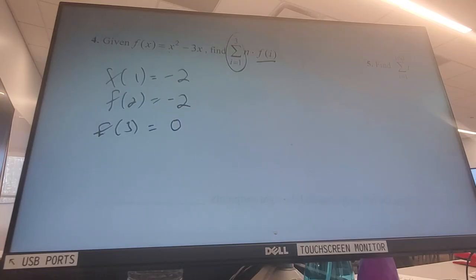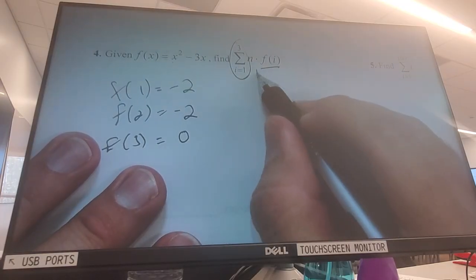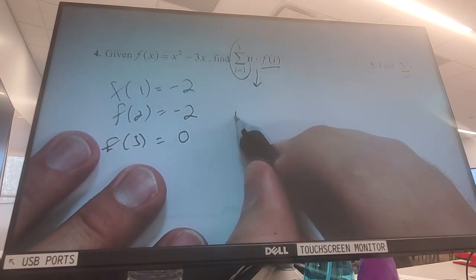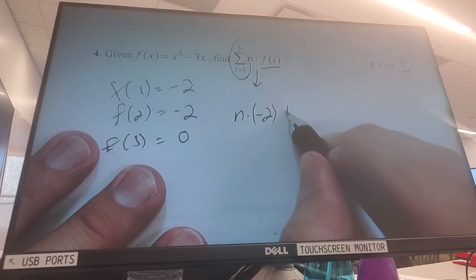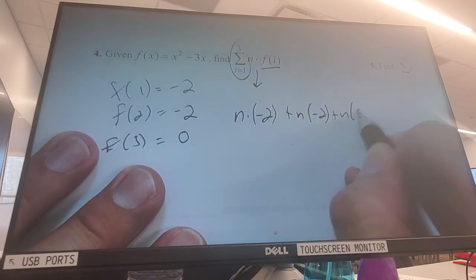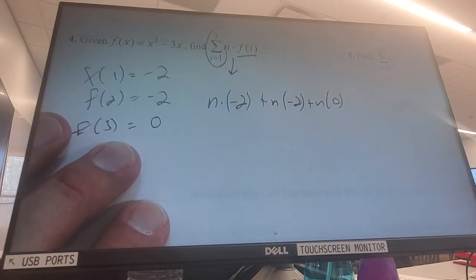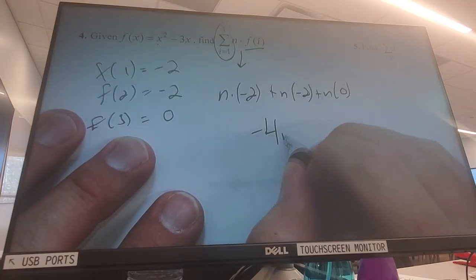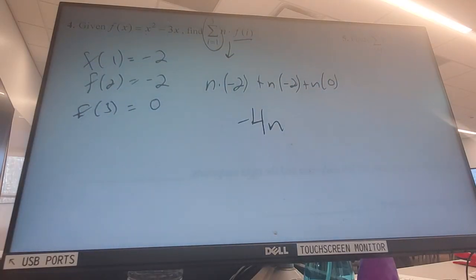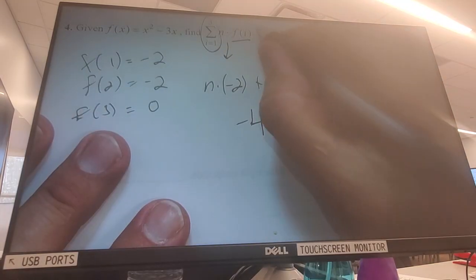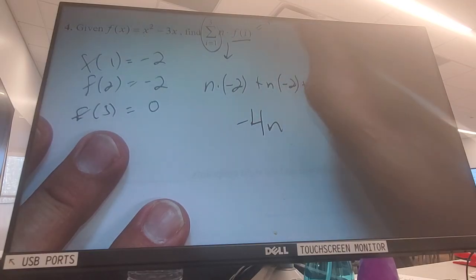So then, if I do this, this would be n times negative 2 plus n times negative 2 plus n times 0, which is negative 4n. How we all doing? Is that okay? You guys see that? What I could have done, because we have to remember this is just n times f1 plus n times f2 plus n times f3.